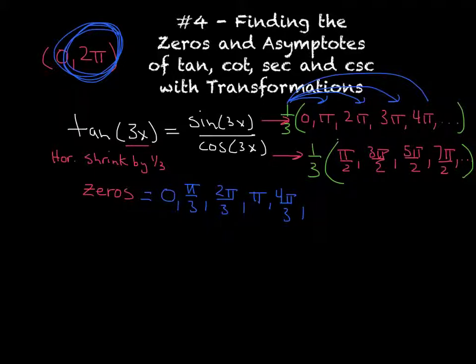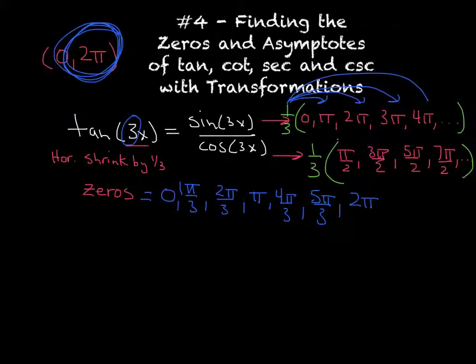0 pi over 3. We'll put maybe a 1 pi over 3, 2 pi over 3, 3 pi over 3, which reduces to pi, 4 pi over 3, and we can just see, okay, 5 pi over 3, and then 6 pi over 3, which is 2 pi. All right, so these are the zeros of the tangent of 3x.